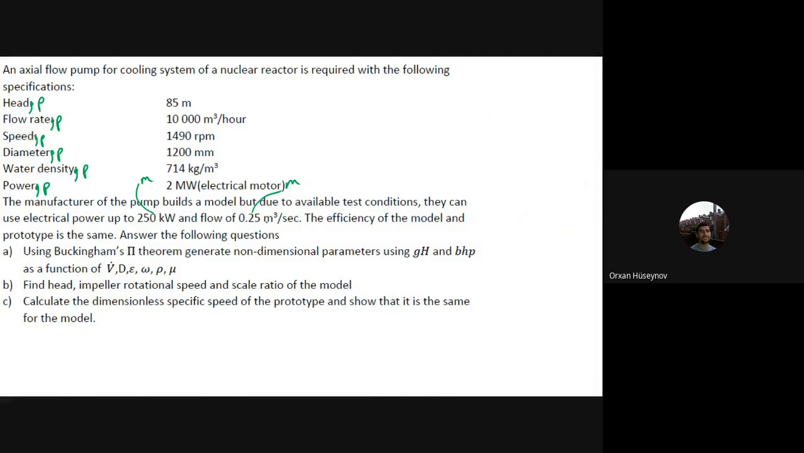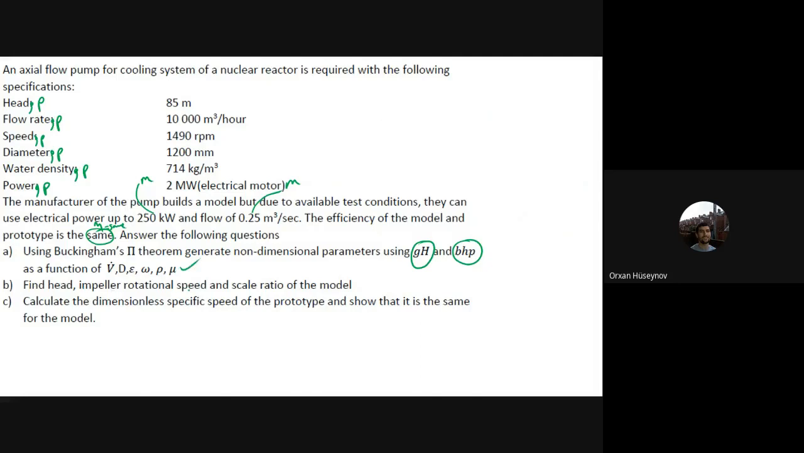And the efficiency of the model and the prototype are the same. They have the same efficiency, eta, same. Answer the following questions. Using Buckingham's pi theorem, generate non-dimensional parameters using GH and the BHP as a function of V dot, D, epsilon, omega, rho, and mu. This is the first step.